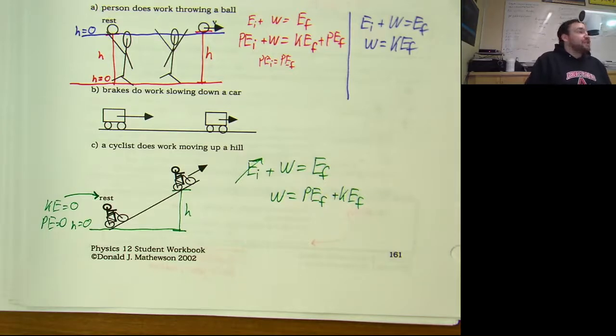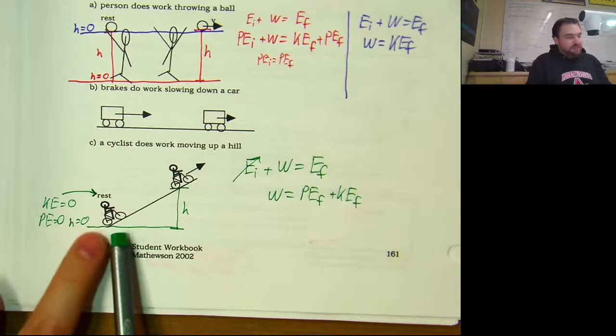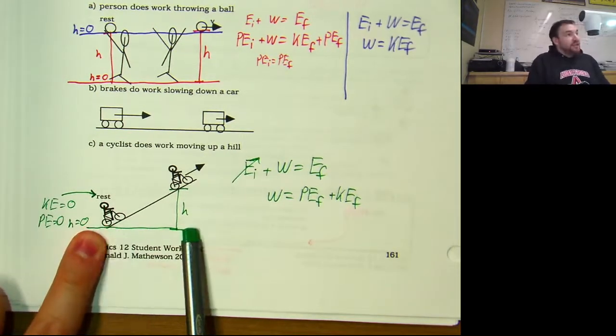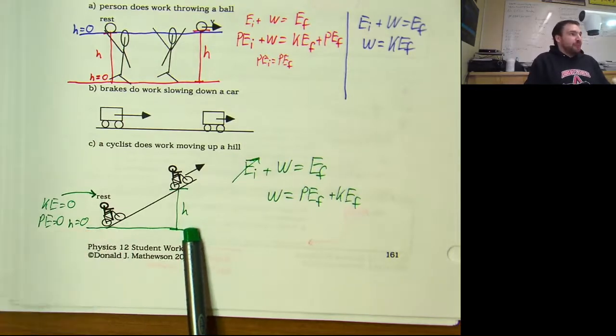Your reference height can't change. Once you define a reference height, that's got to remain that for the entirety of the problem. So if my reference height here is the bottom of the hill, it's got to remain that. It's not the ground, it's a position on the ground.